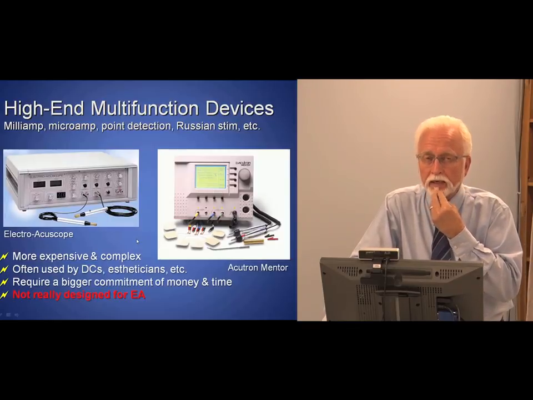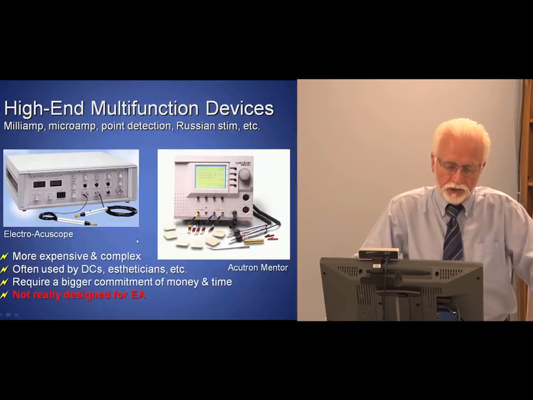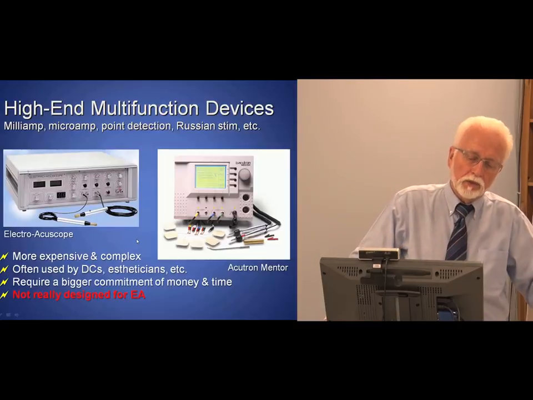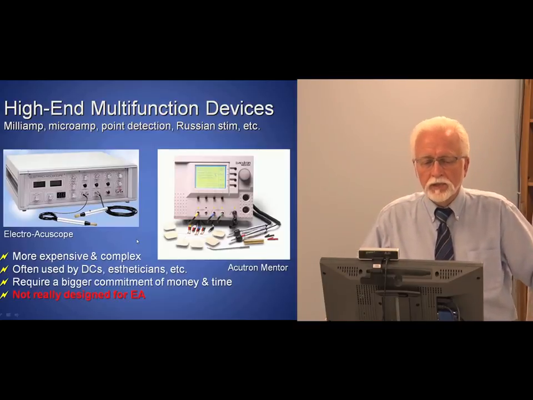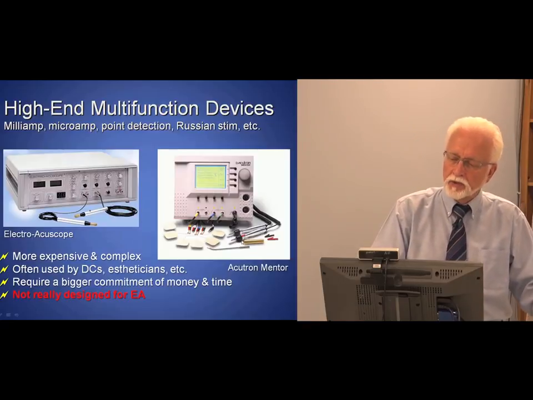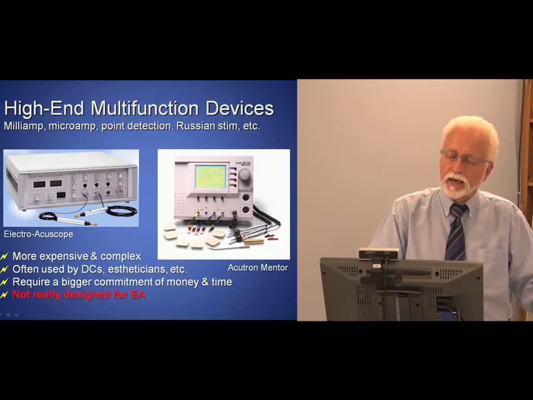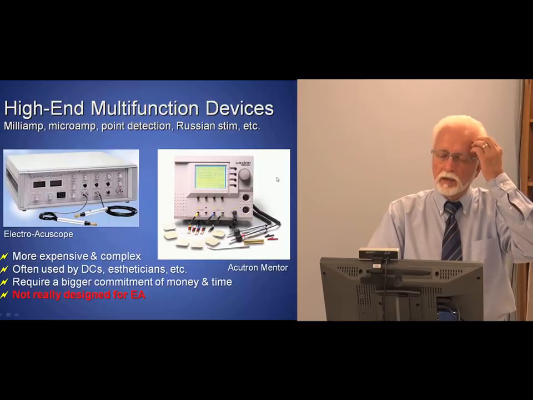Sometimes you see these in acupuncture offices, sometimes in chiropractic offices. Estheticians use these. They're not really designed for electroacupuncture. They're designed to be used with probes or pads. You can see with the Accutron Mentor, there's some little alligator clips that can be attached to the wires in the machine, and so you can actually use them on needles. And this is really a remarkable device. It does a number of things.